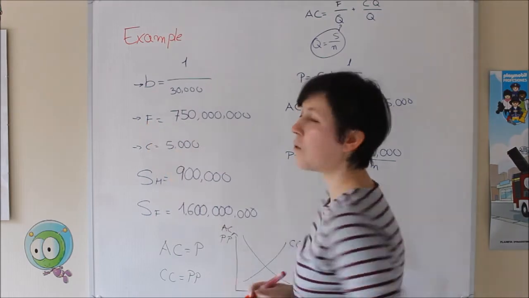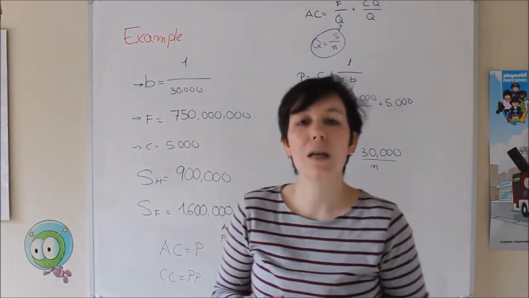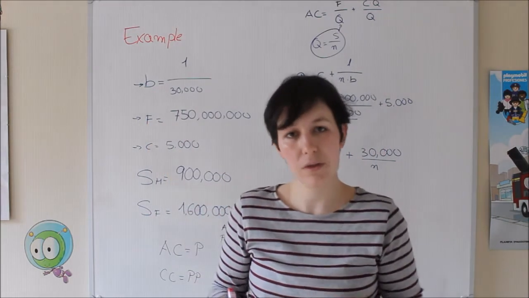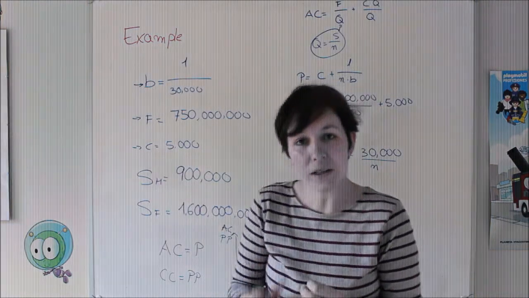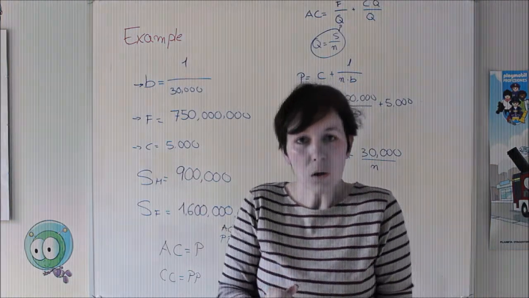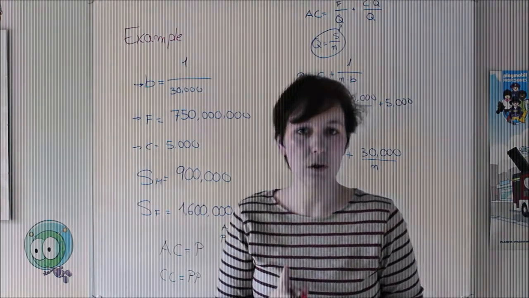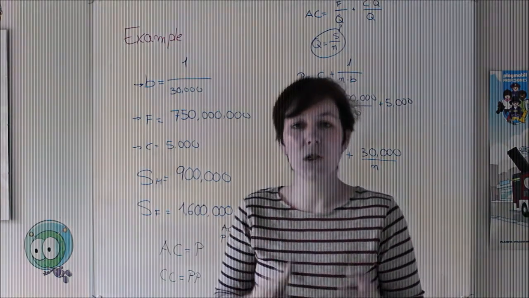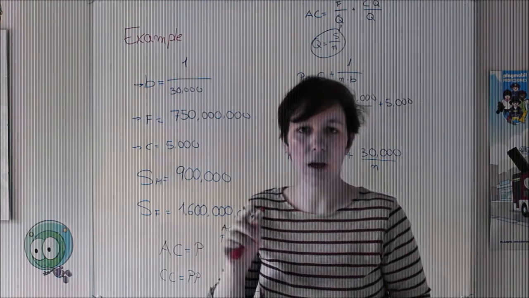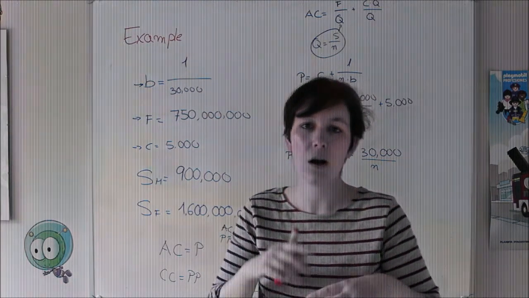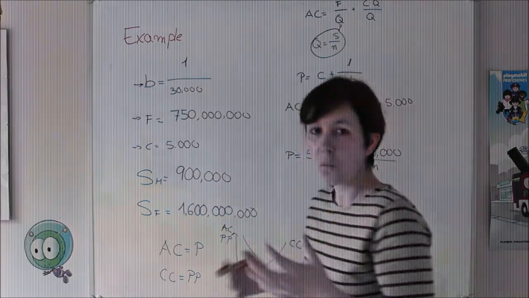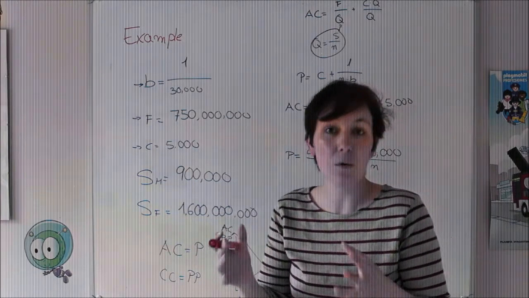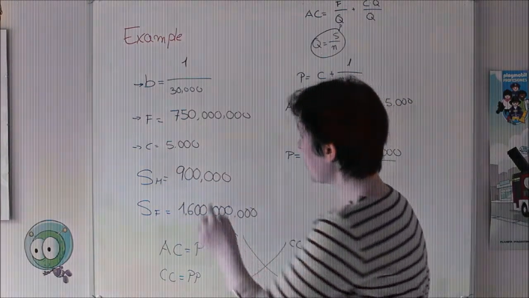F was for the fixed cost. So it was the oven, the cost of the oven that we have in our example. While C was the marginal cost, so it was the cost of producing just 1 unit of bread. We were talking about all the ingredients, okay? The flour, the water, the sugar, all the things that can be behind the production of one bread, okay?